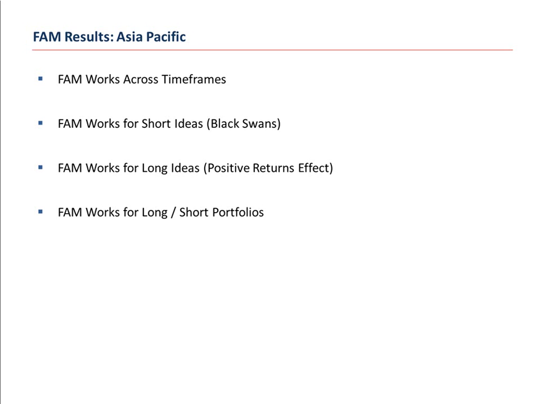So we can see now, when we're looking at FAM results in Asia Pacific, in conclusion, that FAM works across time frames, whether we're looking at 2006 to 2013, or just the out-of-sample, 2009 to 2013. We know that FAM works for short ideas. That's the black swan effect. We know that FAM works for long ideas. That's the positive returns effect. We know that FAM works even better for long-short portfolios, where you benefit from both the black swan effect and the positive returns effect. Keep in mind the statistical significance of these findings means there's almost absolute certainty that what we're finding is in fact a true difference between the best rated and worst rated companies.